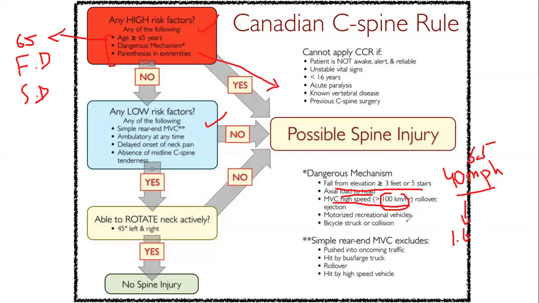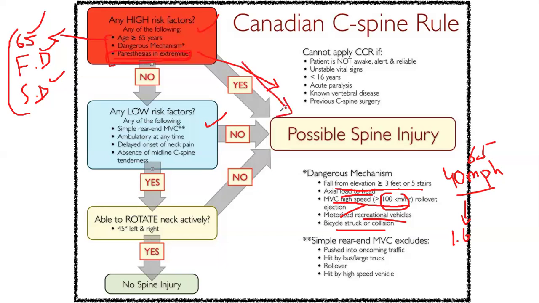A dangerous mechanism: motorized recreational vehicles, like Formula One racing cars, bicycle struck by a collision. Okay, these are dangerous mechanisms of injury. One, age; second, fast drive, dangerous mechanism of injury; then sensory deprived, that means paresthesia of upper or lower limbs, paresthesias of the extremity. These are three major risk categories. If you have any one of them, then you will go for CT cervical spine.